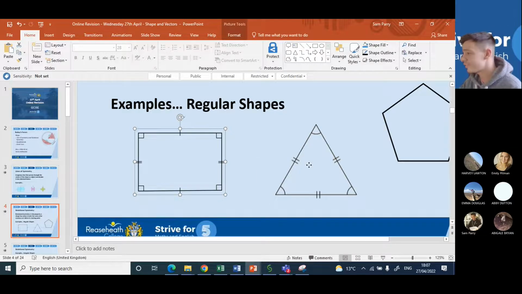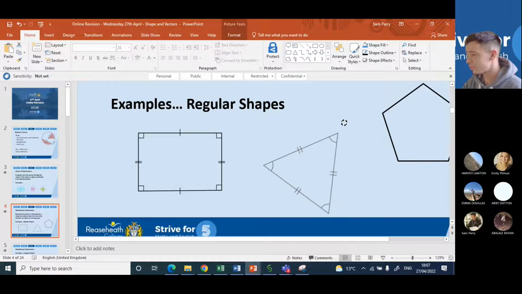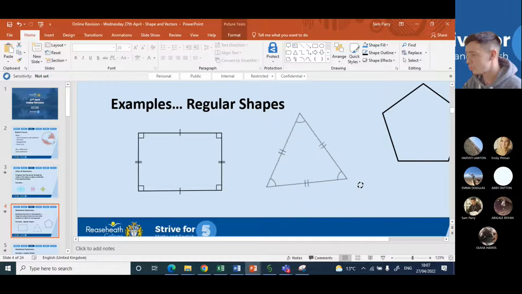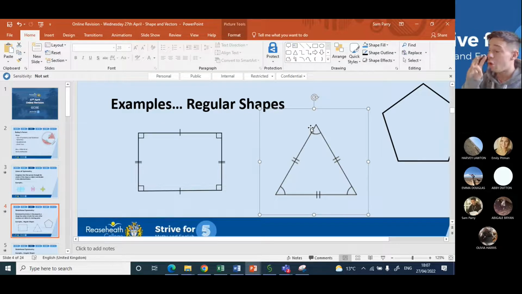The triangle here is an equilateral triangle. It's got equal sides and it's got equal angles. We can rotate that, okay, ready? So we start the rotation. It looks the same once, twice, and then back to the start, 3 times. So it's got an order of rotational symmetry of 3, okay? So a rectangle has 2, and the rotational symmetry for an equilateral triangle is 3.